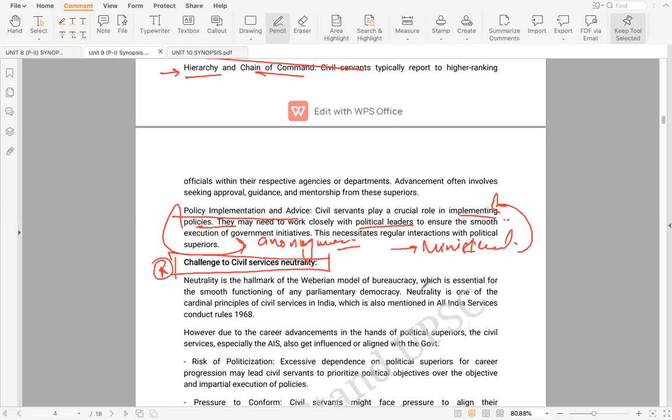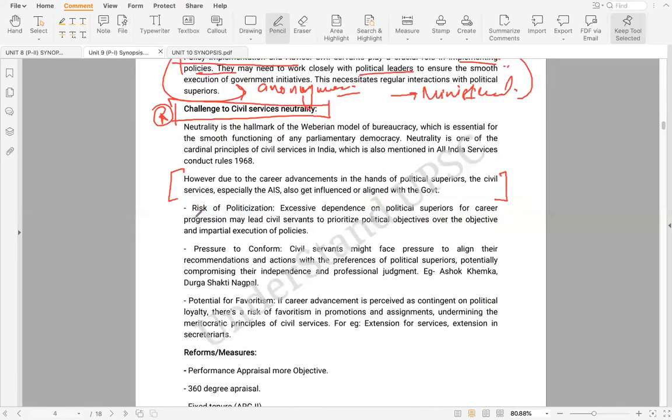Neutrality is the hallmark of the Weberian model of bureaucracy, which is essential for the smooth functioning. Neutrality is one of the cardinal principles of civil services in India, which is also mentioned in the All India Civil Services Conduct Rules of 1968. However, we have already established the practices which are leading to a lessening of the neutrality. So what are the risks involved?